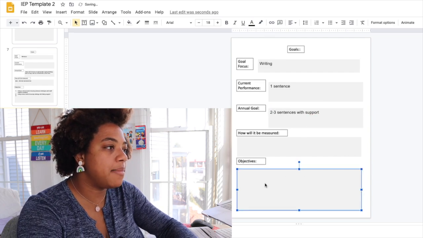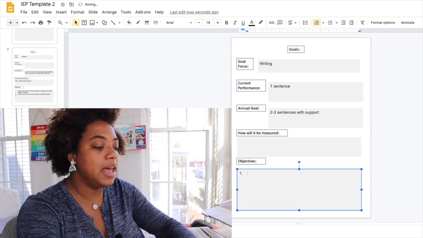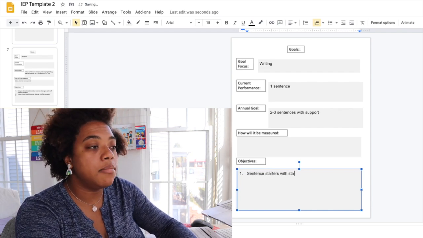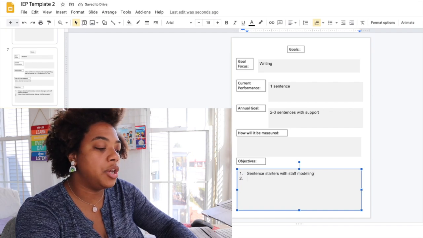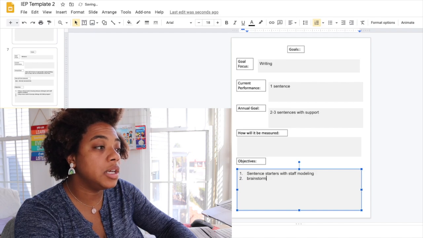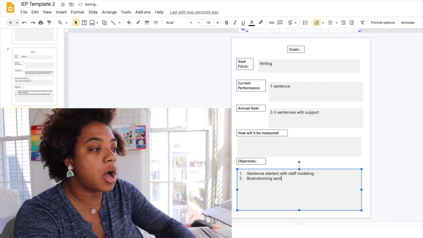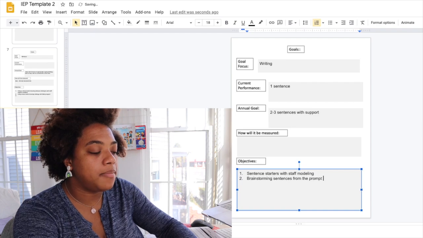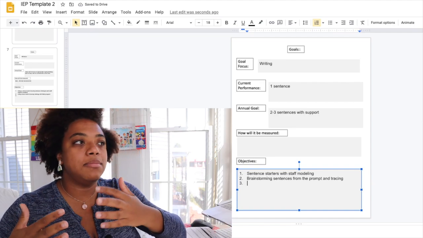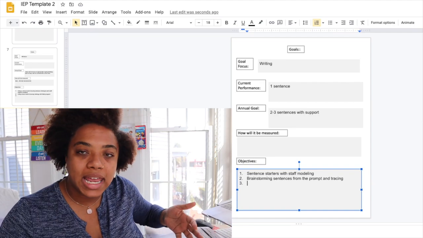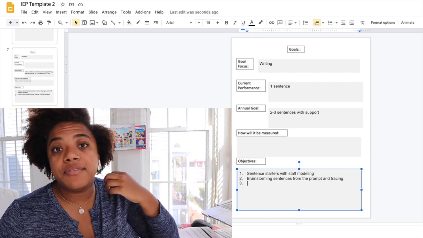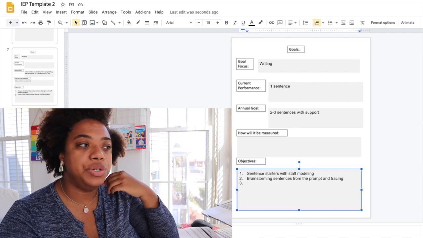And then for objectives, I might focus a lot on sentence starters and using those with staff modeling, and maybe brainstorming sentences from the prompt, and tracing, who knows, tracing, then maybe modeling, then maybe typing it, then maybe writing it himself. There can be a progression around that. You just have to be creative on how you're going to get the kid to that place.